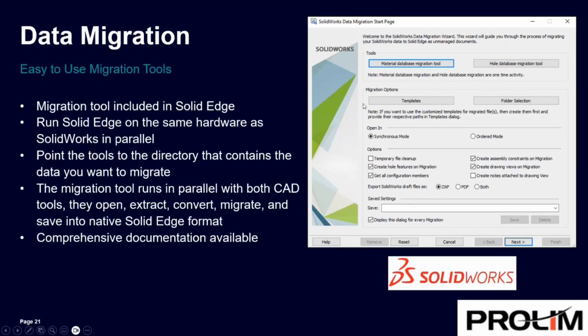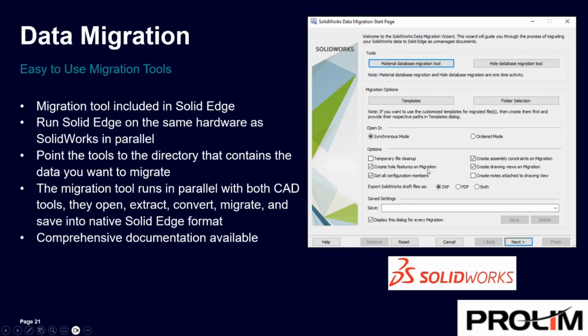here it's pretty easy to use. We basically just point out the directory that contains the SolidWorks data. And you can see we have options to bring in and migrate the material database. We have the whole database that we can pull through. We can pull through any templates that live inside of the SolidWorks folder structure. And we can also choose, once we bring this data into Solid Edge, whether we want to present it in the synchronous mode or the ordered mode?